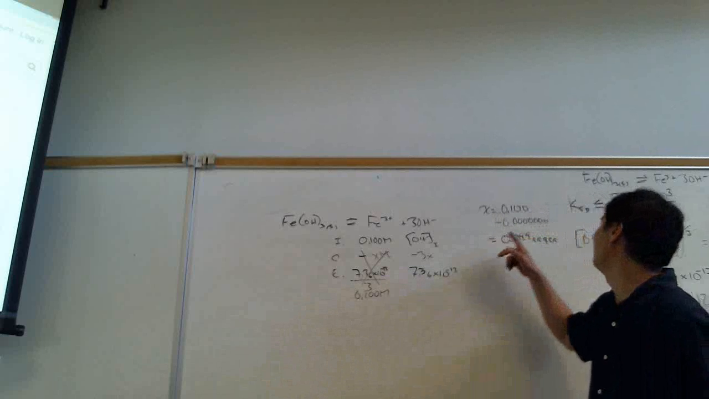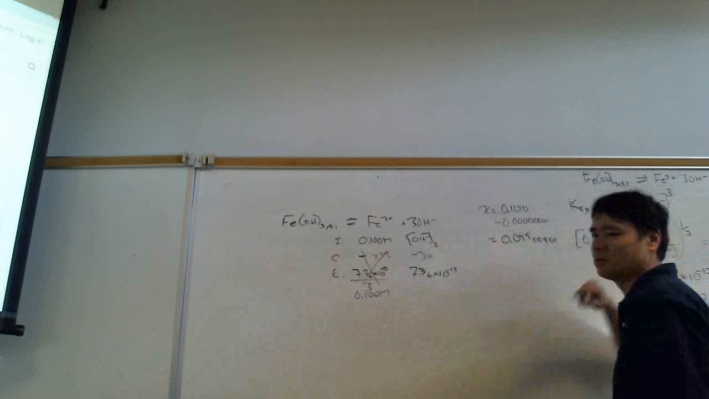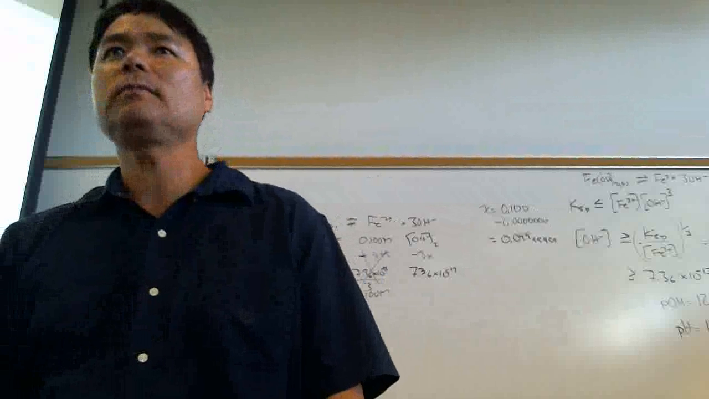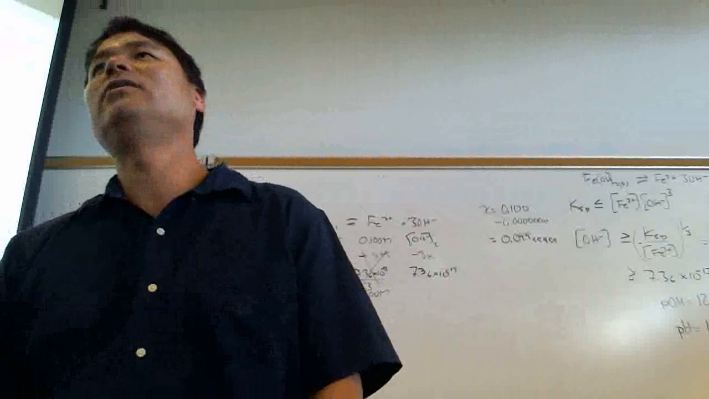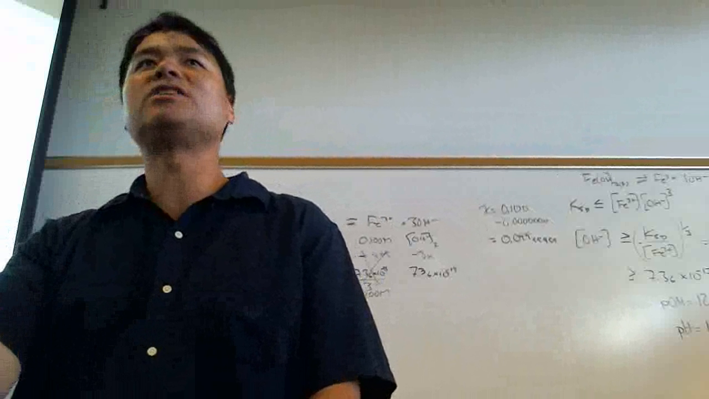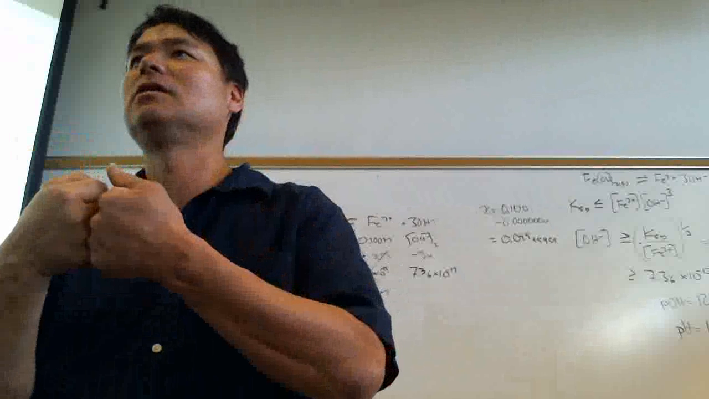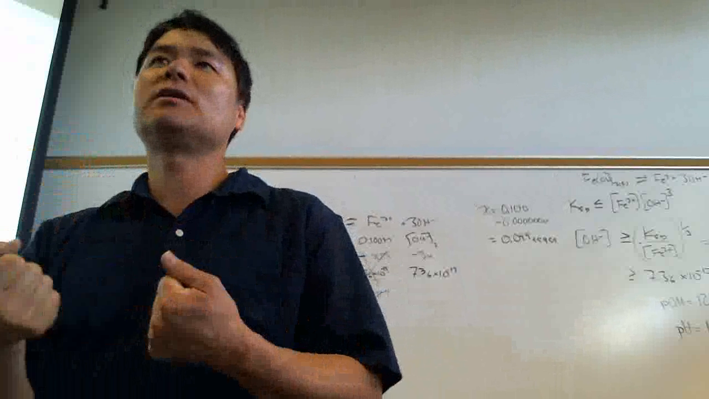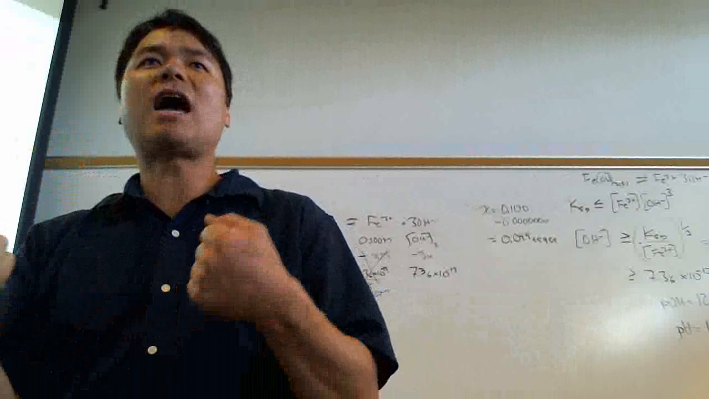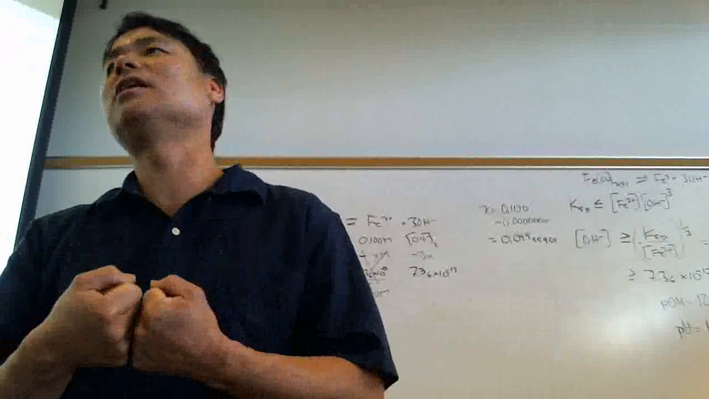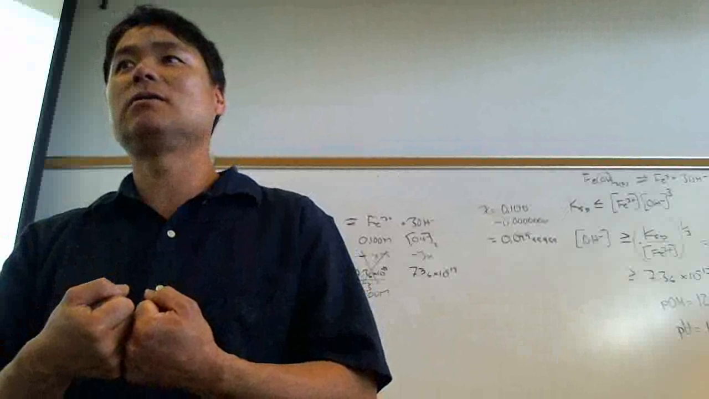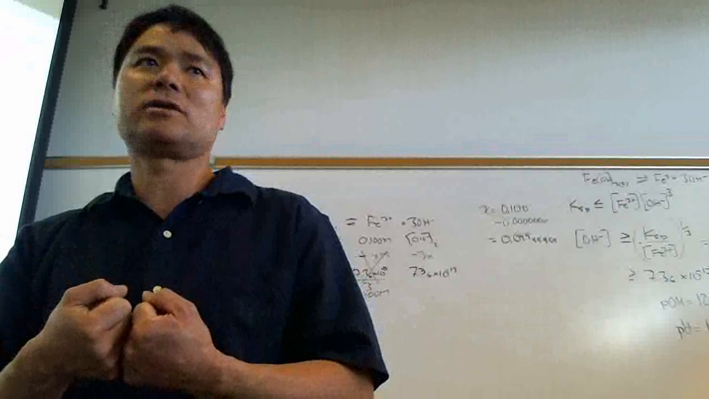If you look at that Ksp, this Ksp is crazy small, which means that iron 3 hydroxide is incredibly insoluble. It's so insoluble that you only need a tiny fraction of the hydroxide generated by water collisions. In pure water, you can generate 10 to the minus 7 molar hydroxide. You don't even need that. You could have acid in there and generate even less hydroxide and get iron 3 to precipitate, which is amazing. That's how insoluble this stuff is.